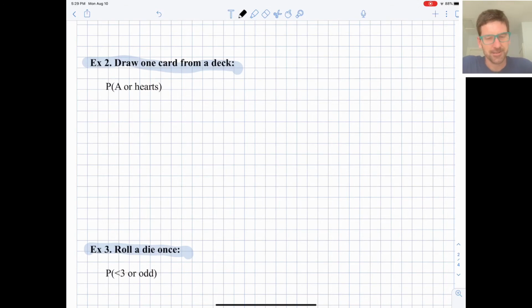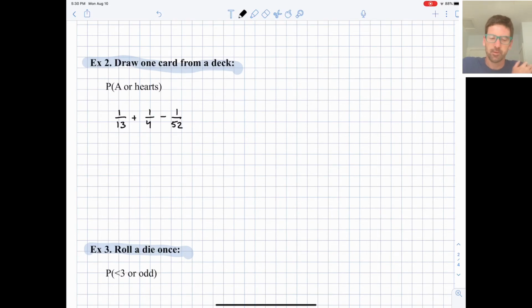Okay, so let's do it. The probability of an ace is 1 out of 13. The probability of a heart is 1 out of 4. And how many cards are both the ace and the hearts? It's 1 out of 52. There's only one ace of hearts in the deck.